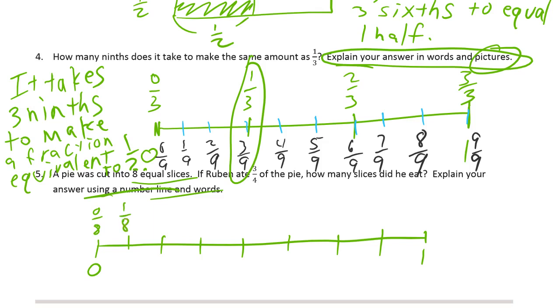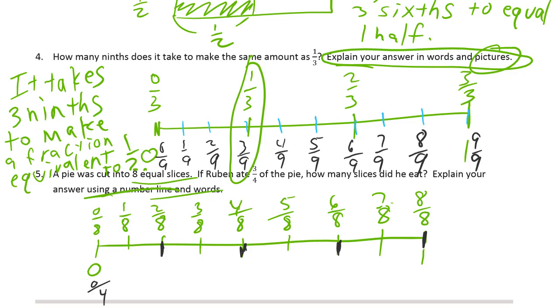0/8, 1/8, 2/8, 3/8, 4/8, 5/8, 6/8, 7/8, 8/8. And then down here, we want fourths. So we know we have 1, 2, 3, 4 equal pieces of fourths. So that's 0/4, 1/4, 2/4, 3/4, 4/4.